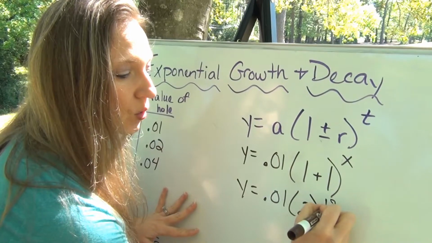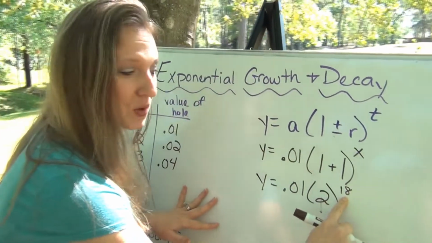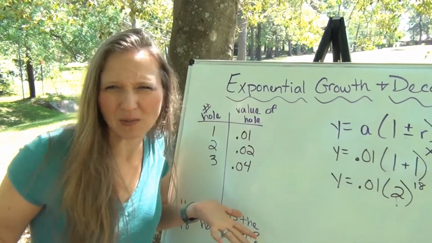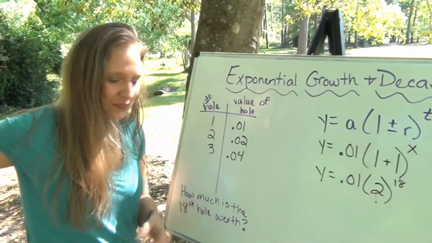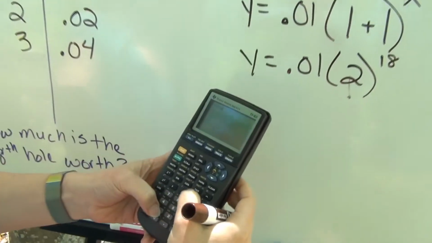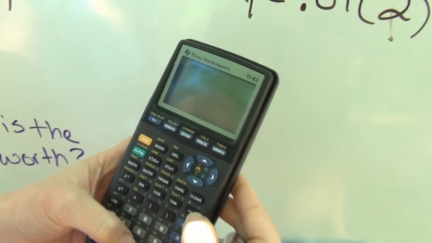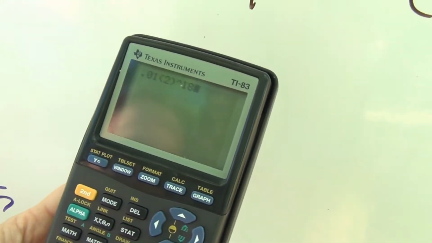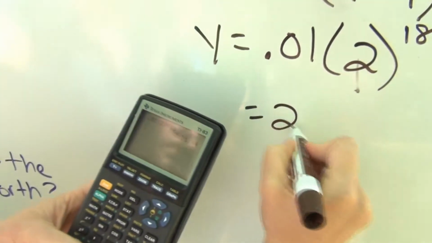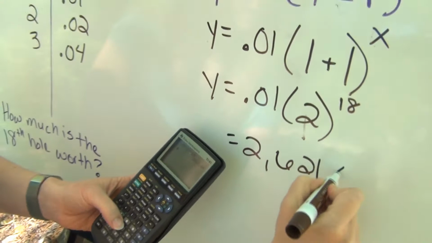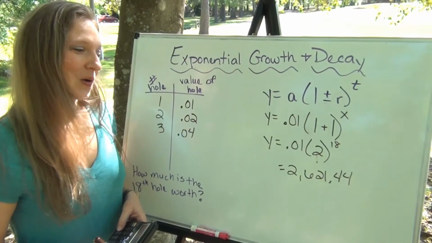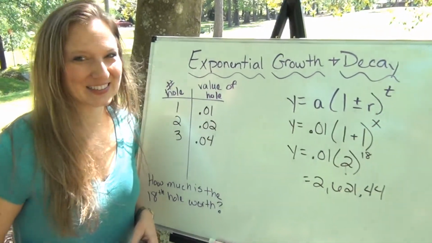So, I want to know what the 18th hole is going to be worth to see how much money they're betting on the 18th hole, if they just keep doubling a penny. It's just a penny, right? All right, let's see. So I'm going to put into my calculator 1 cent times 2 to the 18th power representing the 18th hole. Holy cow! $2,621.44 is how much the 18th hole is worth. So I wonder what his friends thought when they got to the 18th hole.